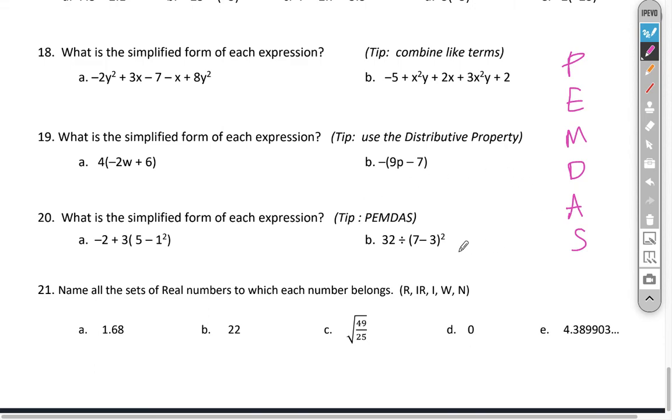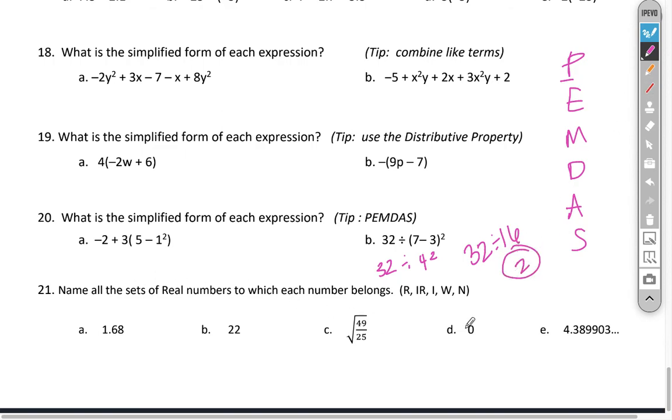Okay, so we have 7 minus 3, parentheses is first, so we have 4 squared. Just bringing everything down now. So we have 4 squared, if we remember, hopefully we do. 4 squared is 16, so we have 32 divided by 16. And 32 divided by 16 is 2, okay? So the answer here is 2.